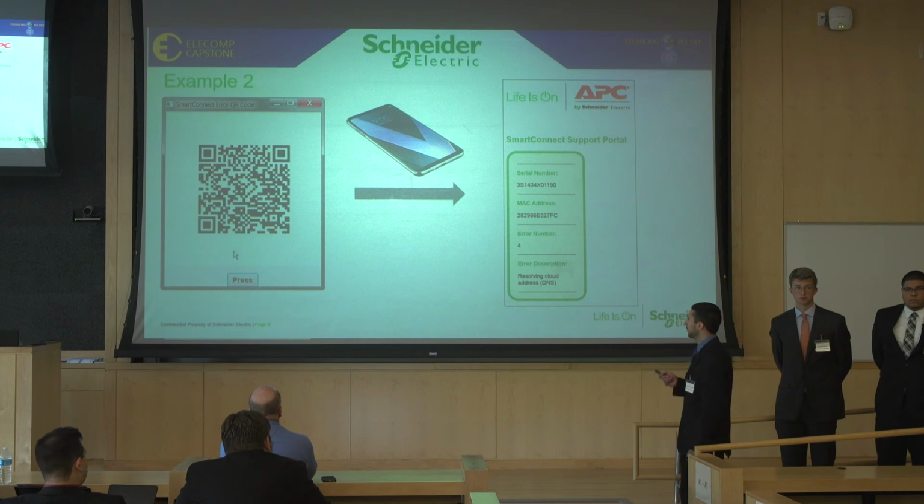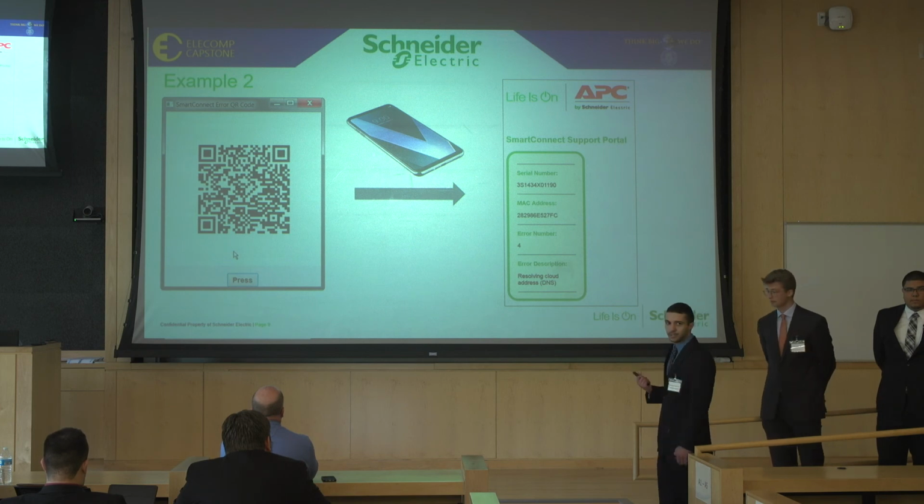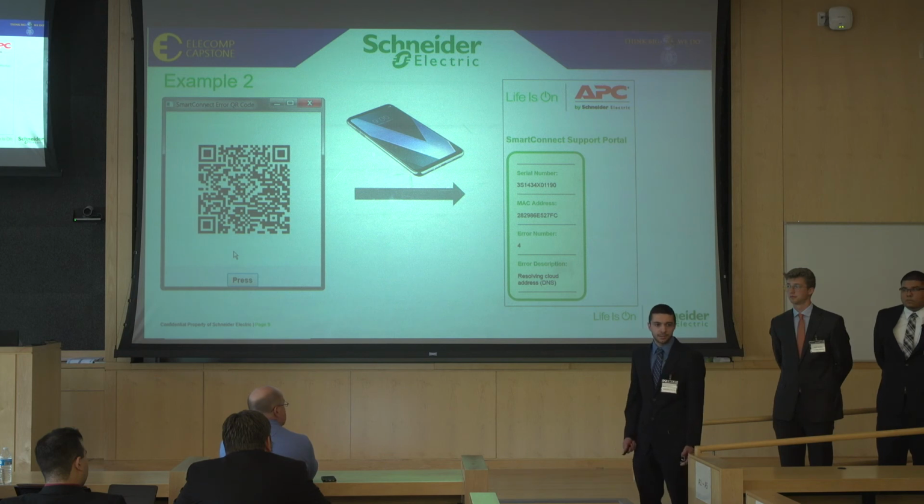In the second example, we create a new QR code for the same device. After scanning it with the smartphone once again, we're brought to its corresponding web page, this time with a new error number and new error description. Now throughout the semester, we created different error numbers, descriptions, and device serial numbers in order to get a variety of different test results.